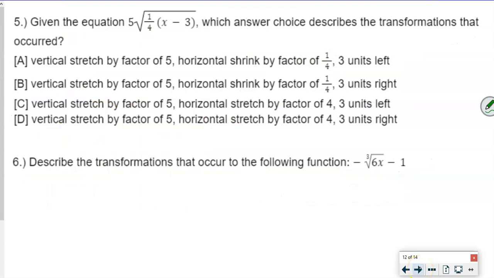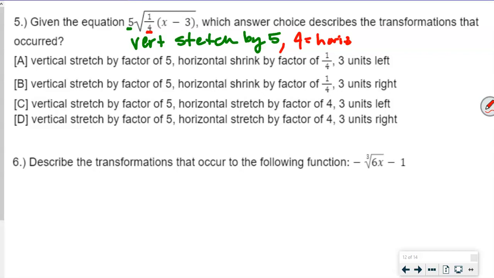All right, so given the equation 5 times the square root of 1/4 x minus 3, which answer choice describes the transformations that occur? Okay, so what's happening with this 5 right here, y'all? Isn't that a vertical stretch by 5? Okay. What about this 1/4 right here? Wouldn't we change that to 4? Yes, so that would be horizontal, right? So that would be 4. So we're going to say horizontal what? That's going to be a horizontal stretch by 4, right?